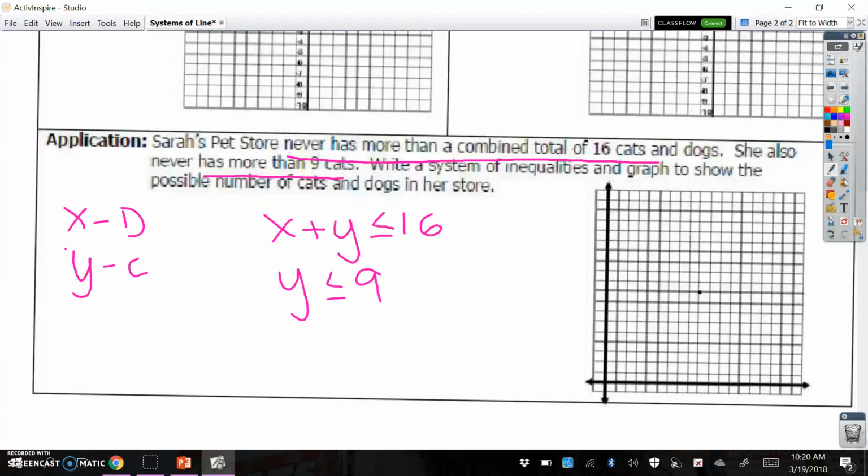Here's how you graph it. So you go to 9 on the Y. 1, 2, 3, 4, 5, 6, 7, 8, 9. You graph it like normal. I'm going to go ahead and do this, and it does all the work.